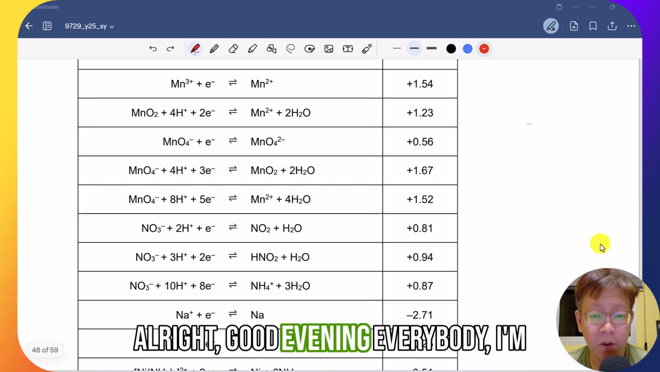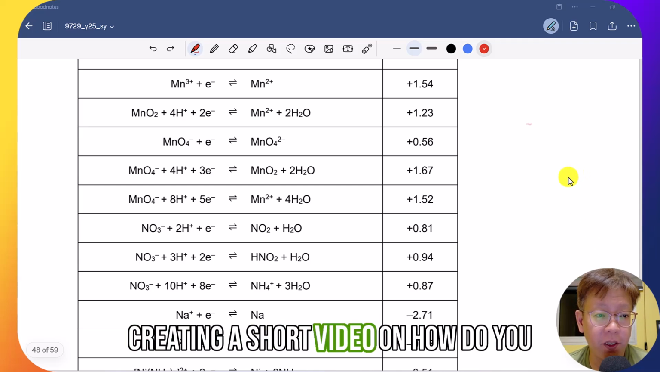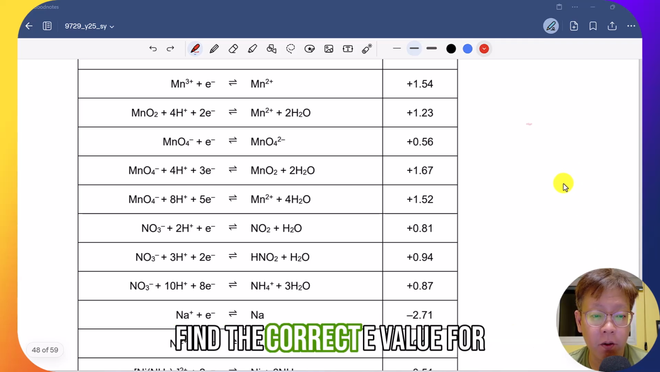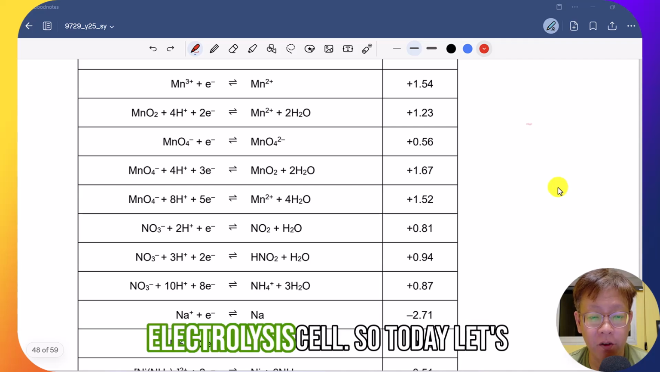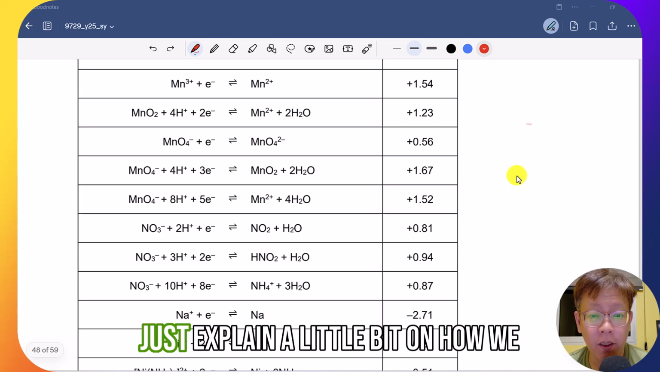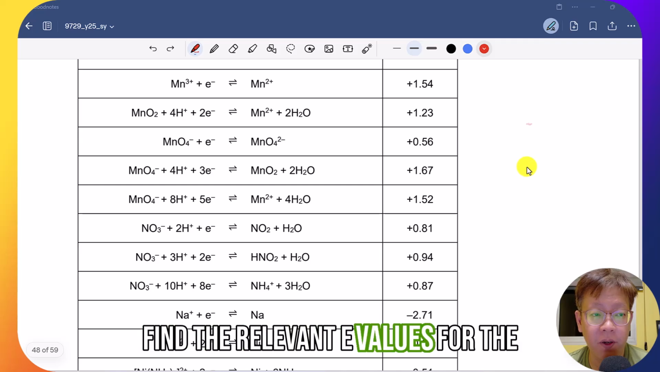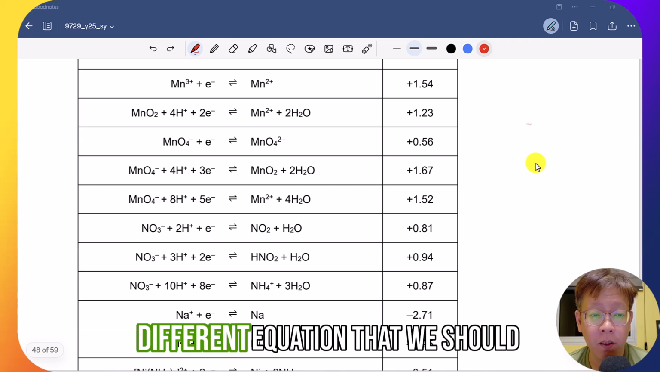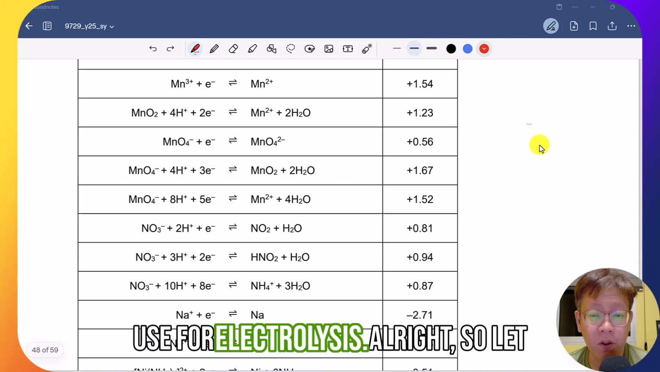Alright, good evening everybody. I'm creating a short video on how you find the correct E value for an electrolysis cell. So today let's explain a little bit on how we find the relevant E values for the different equations that we should use for electrolysis.